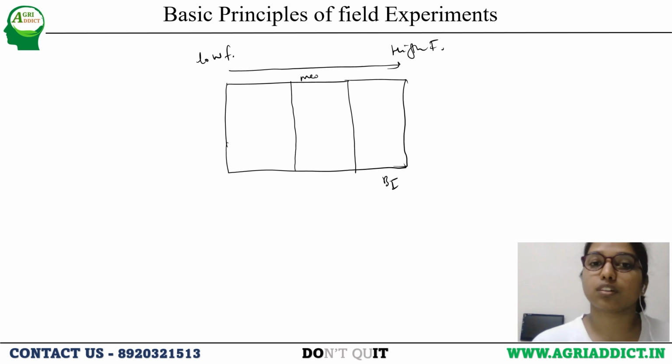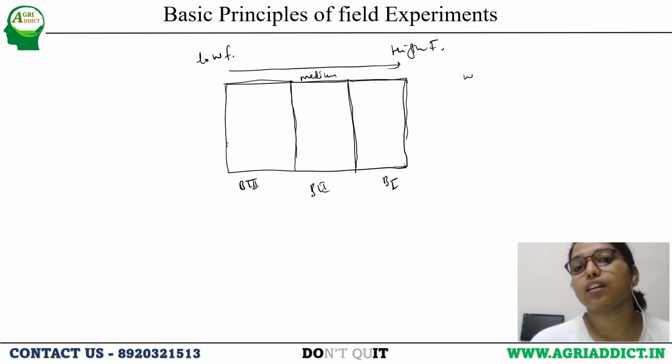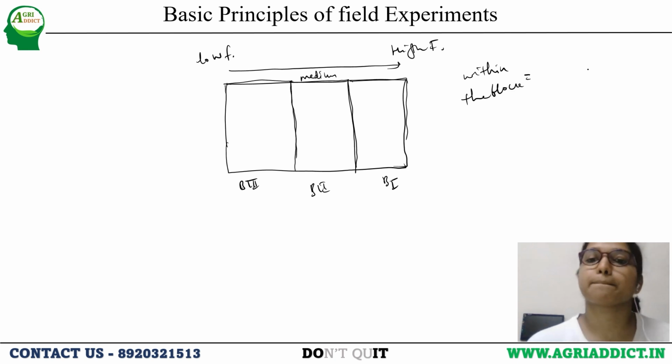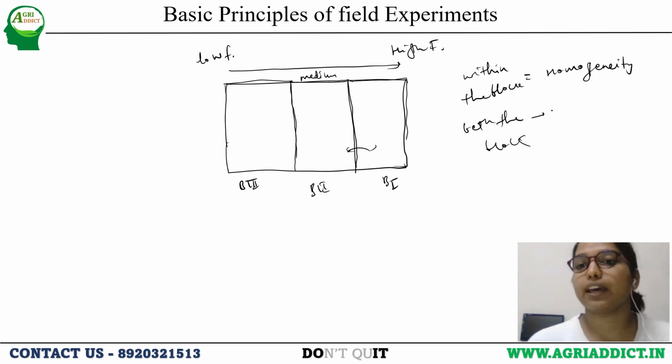Medium fertility zone, block 2. And low fertility zone, block 3. Like that. What we did here is, this is the one block, this is the second block, and this is the third block. So within the block, there will be homogeneity. And between the blocks, for say between B1 and B2, there will be heterogeneity.